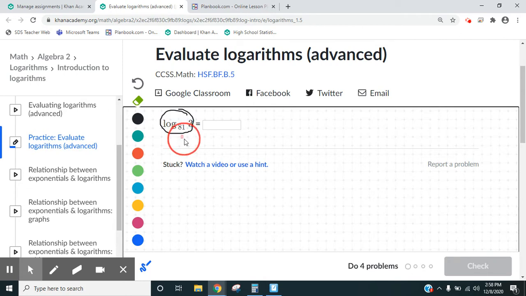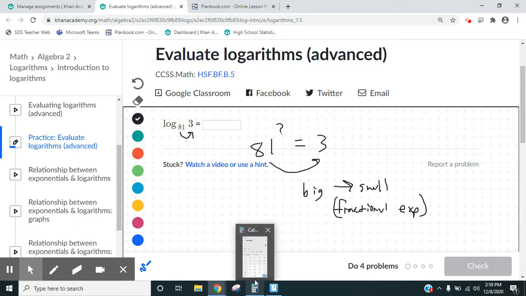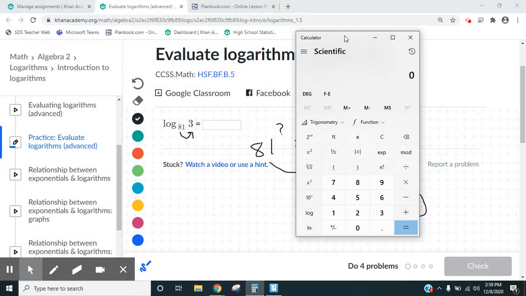What you'll notice on this one is the number goes from a base of 81 into a smaller number, 3. So when that happens, when you go from a big number to a small number, the exponent is going to be a fraction. That should tell us we have a fractional exponent. If you don't want to think through that, that's okay. So here's what we're going to do.